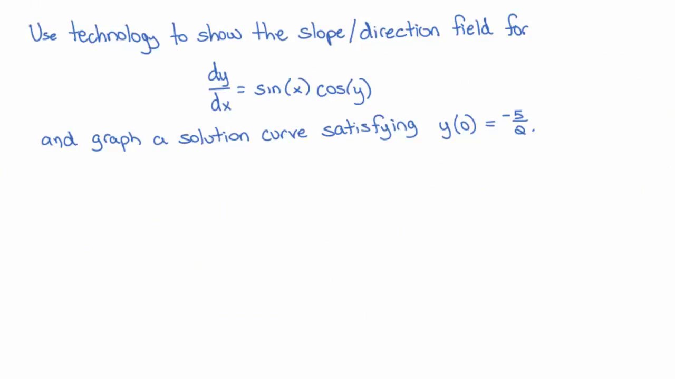So that's using technology to graph the direction field for our differential equation dy dx is equal to sine of x cos of y. And now we want to graph a solution curve satisfying y of 0 is equal to negative 5/2. Now, depending on what your instructor wants for a problem like this, you can either graph one by hand or you can use technology. I'm going to do both here.